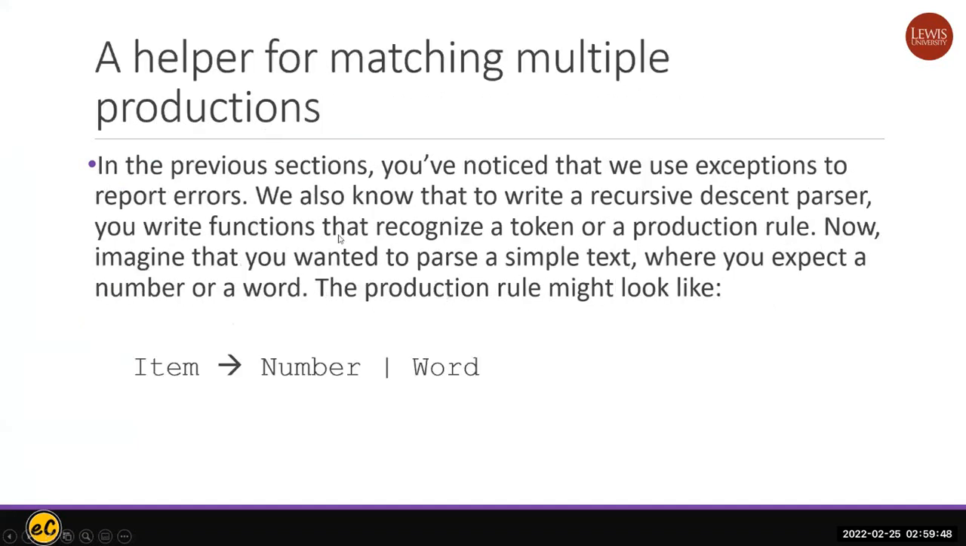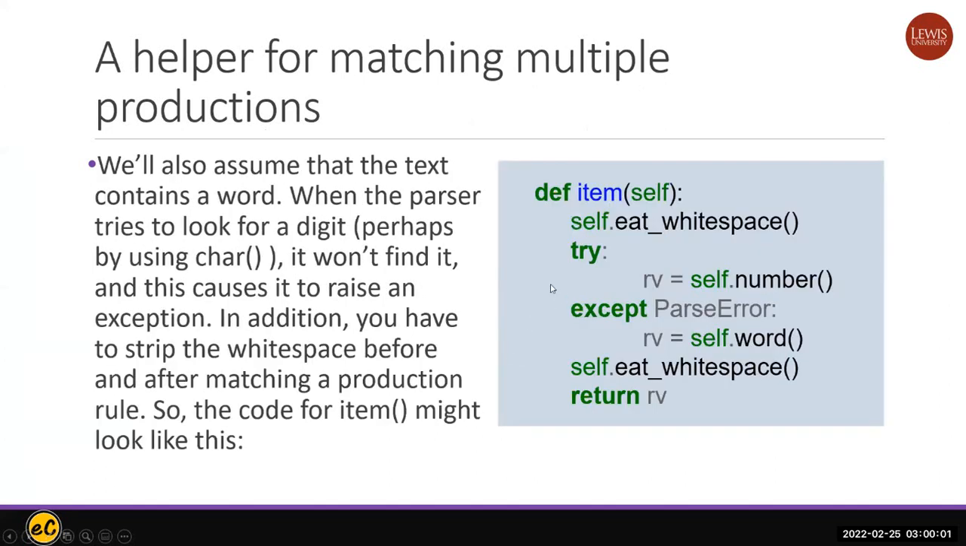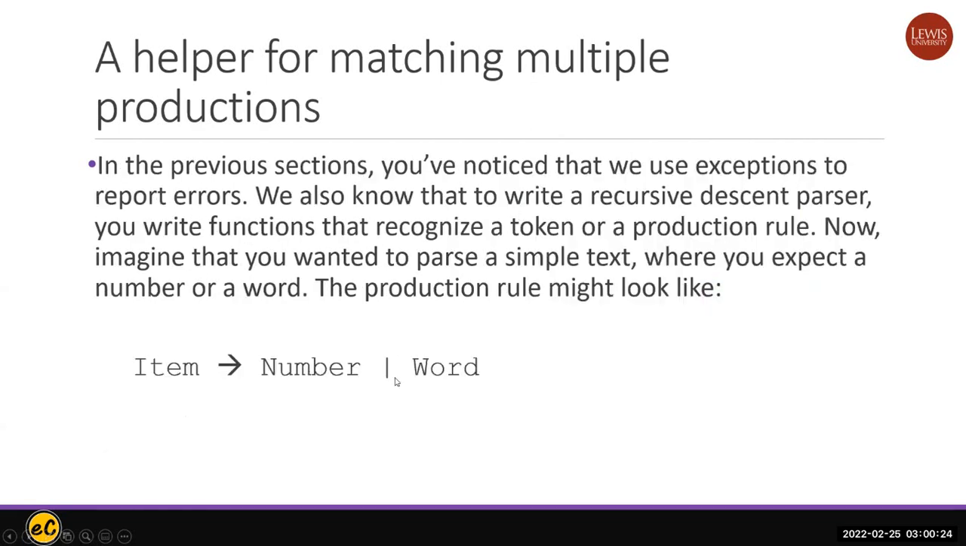Now this one is matching multiple productions. We have item. Item can generate number or word. These are two different production rules. So we check item; it eats the white space, and then tries self.number. That's the first rule. If there is a parsing error, we will backtrack and try self.word. So you will parse using self.number or self.word. This one is your or.